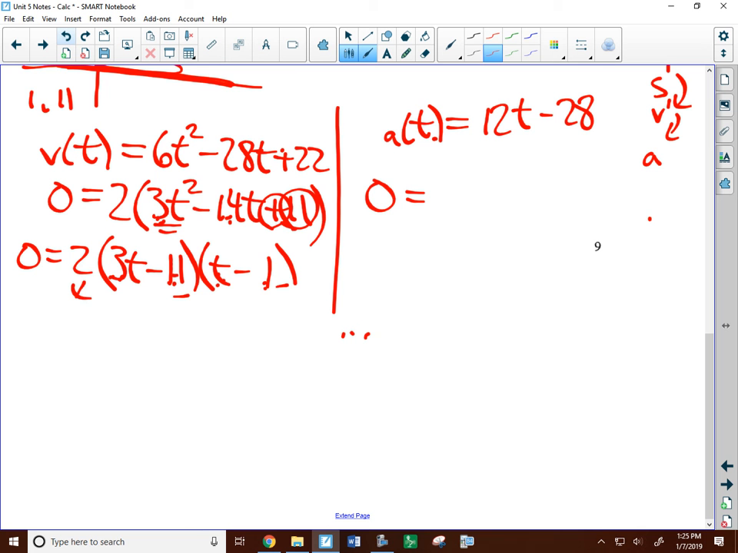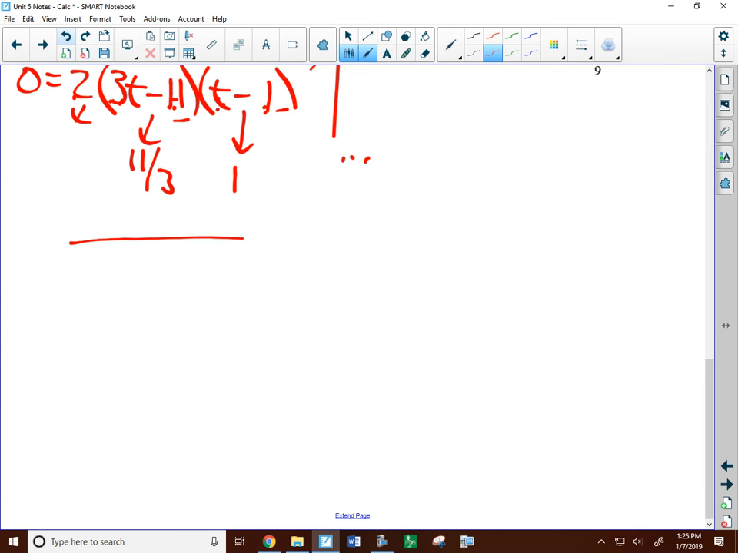Okay, this one gives me no solution. This one will give me 11 thirds. This one will give me 1. And so I describe the velocity. I put these on a number line. 11 thirds is 3 and 2 thirds, so I'll put that to the right. So 1, 11 thirds.